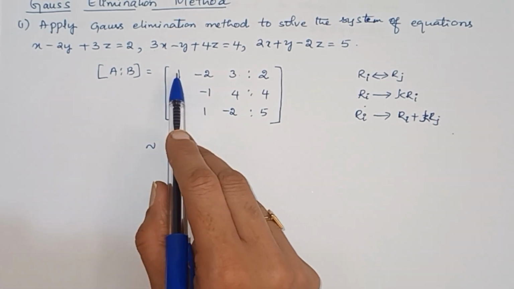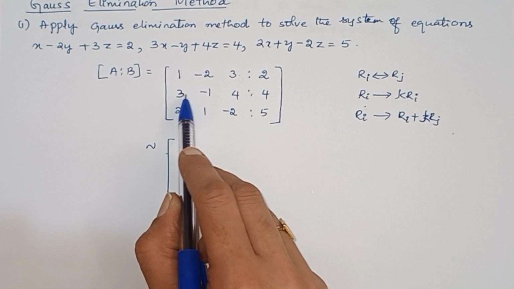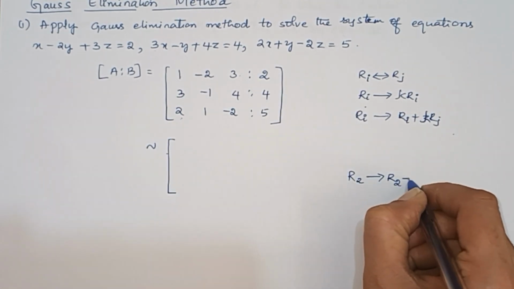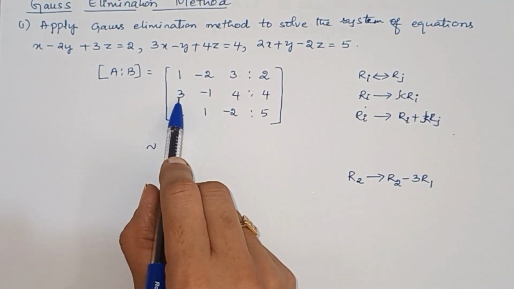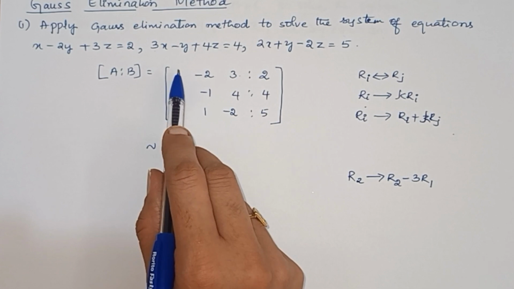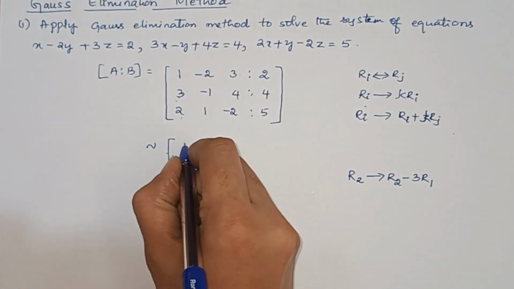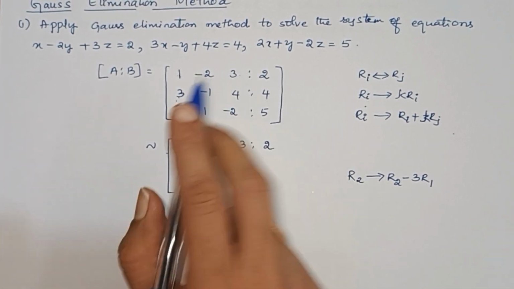The elements below 1 are nothing but 3 and 2. These two elements have to be made 0. I will do R2 changes to R2 minus 3 into R1. So, the second row changes in this way. 3 minus 1 into 3, 3 minus 3 gives you 0. So, let me write that result first. No change in the first row, it is as it is.